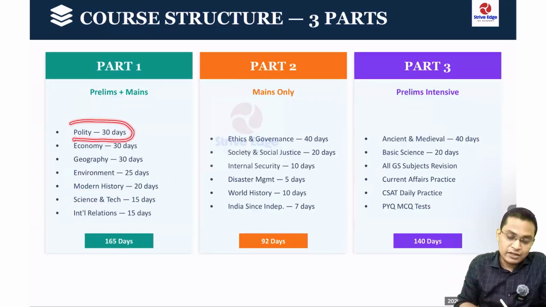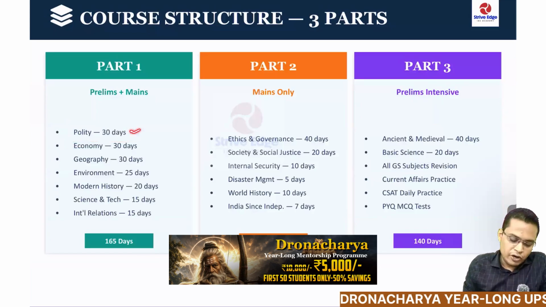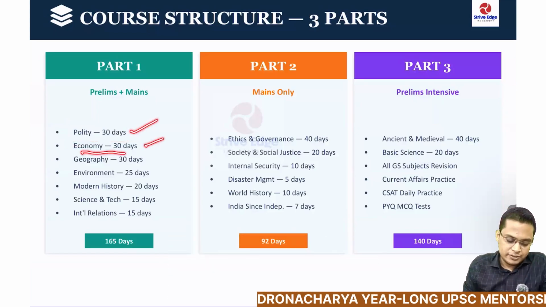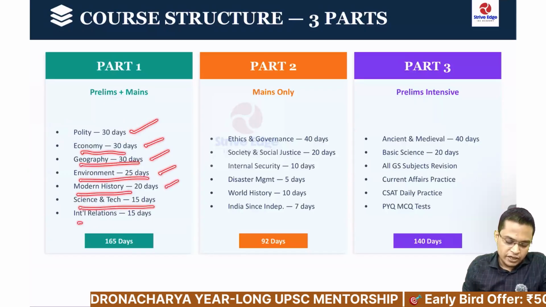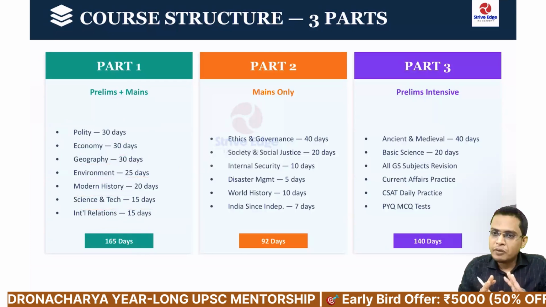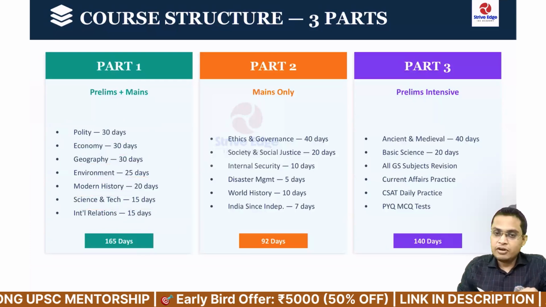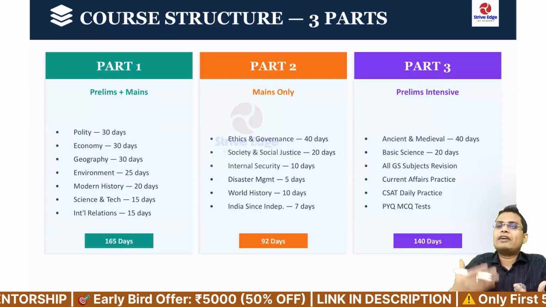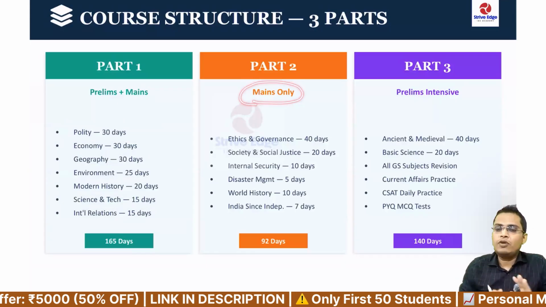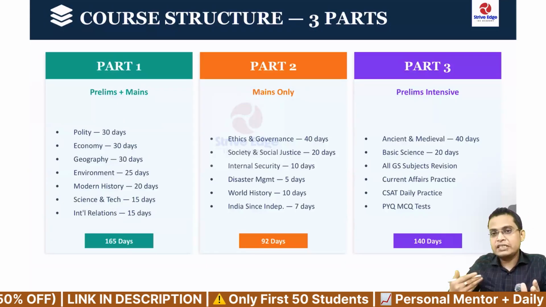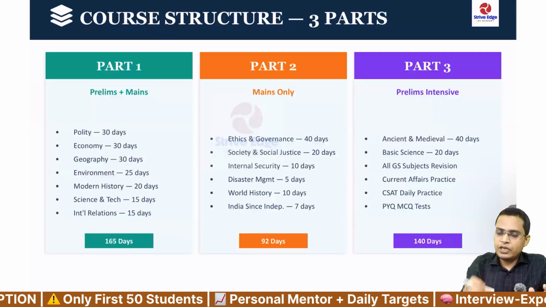I have allocated a number of days, and you have to complete each subject within those days. For example, polity is given 30 days, economy 30, geography 30, environment 25, modern history 20, science and tech 15, and international relations 15. According to your level of preparation, understanding, and weaknesses, you can modify these numbers of days a little to suit your strengths and weaknesses. Next, we are going to see mains only. After that, I'm going to give you the schedule, from which date to which date you have to study what, so don't worry.